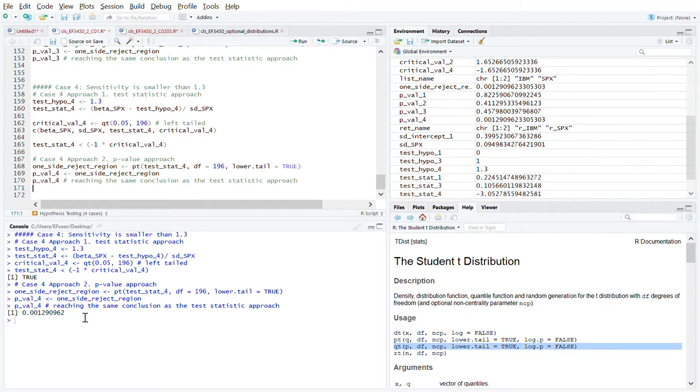smaller than 0.5%, which is smaller than the 5% significance level. In other words, we will reject the null hypothesis that beta 2 is greater than 1.3 at the 5% significance level. So in other words, we can say the sensitivity is smaller than 1.3.